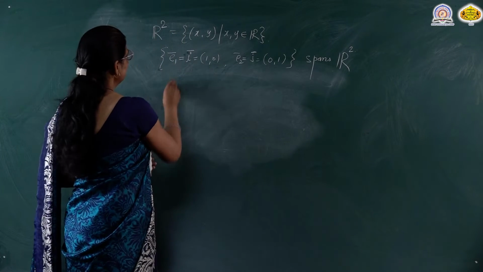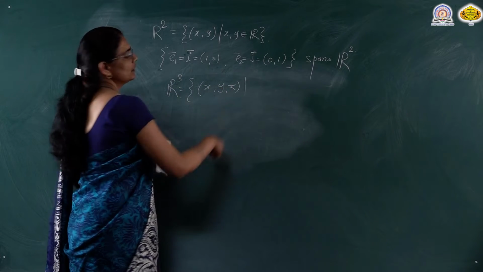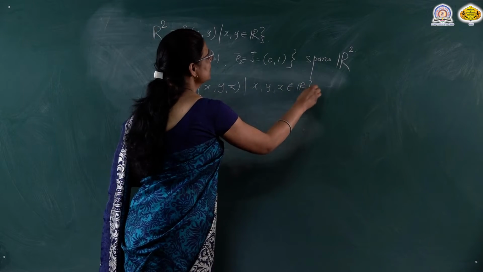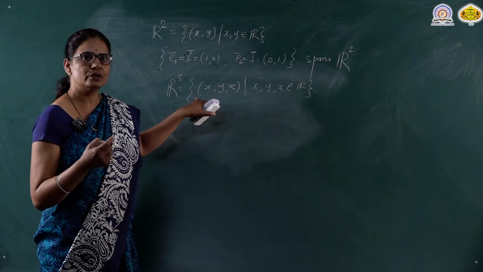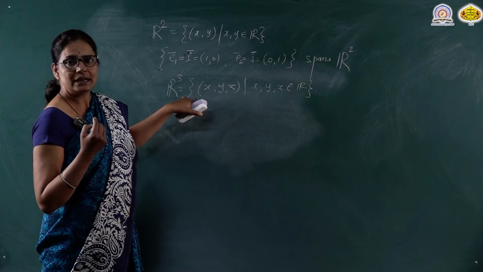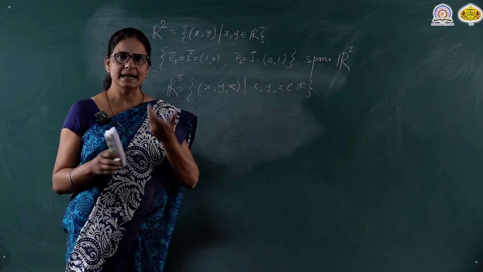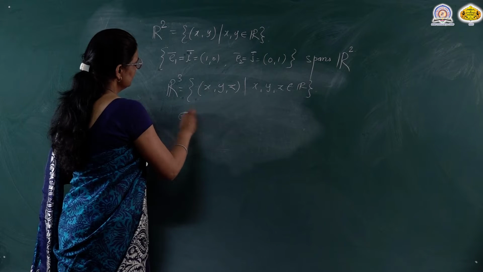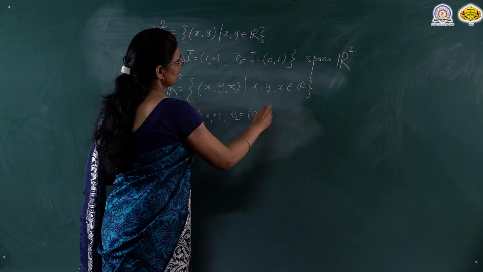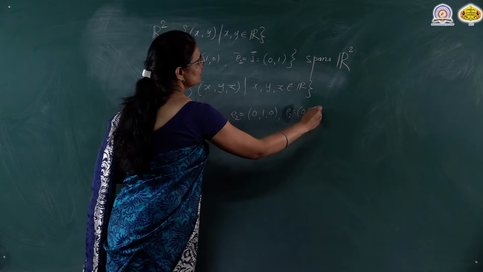So if we consider R3, so we know that R3 is nothing but the set of all ordered triplets x, y, z, such that x, y and z are real numbers. This is a vector space with respect to the component wise addition and component wise scalar multiplication. Consider the set of standard unit vectors. They are denoted by either symbol i, j, k or E1 bar, E2 bar and E3 bar. So we consider here E1 bar, which is same as 1, 0, 0. Next E2 bar 0, 1, 0 and E3 bar, which is 0, 0, 1.